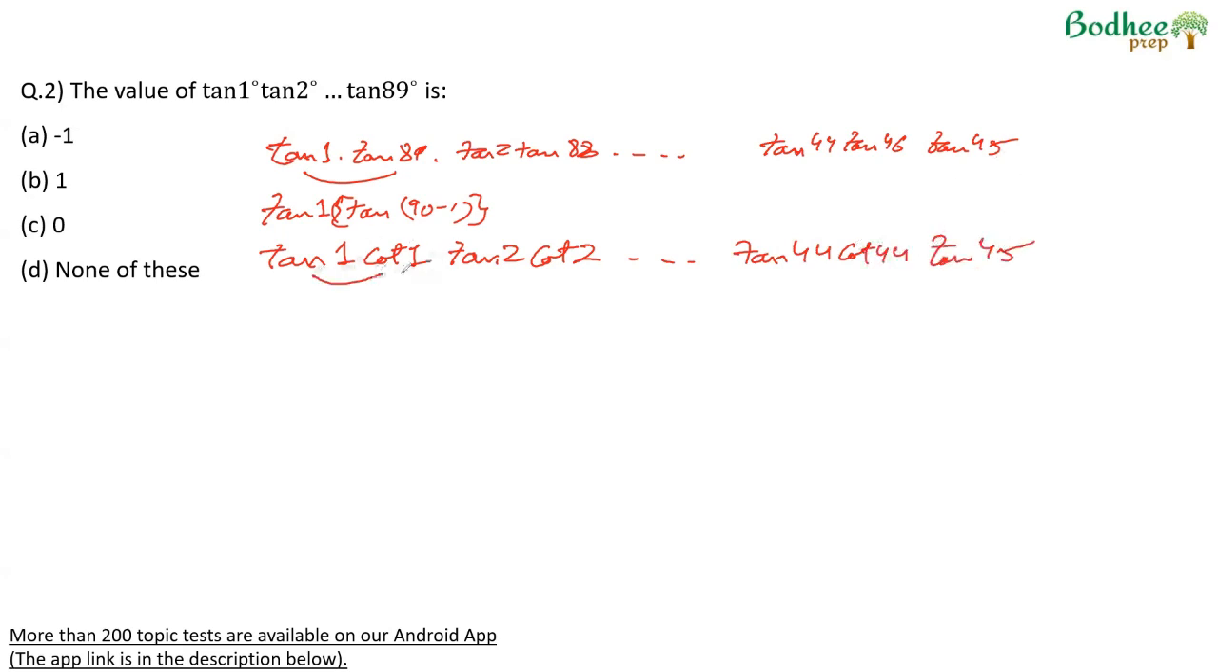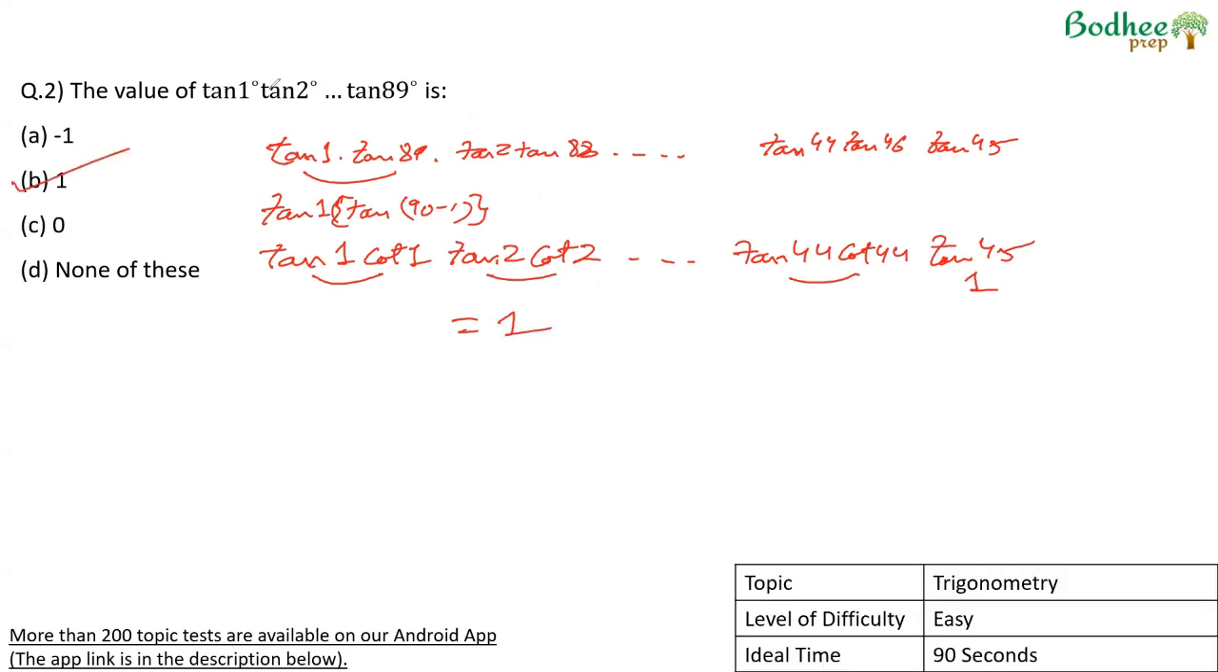These two terms, tan and cot, will multiply to give us 1 because cot is 1 by tan. Similarly, 1, 1, 1, and so on. The value of tan 45 is 1 as well. And therefore, this entire product will be 1, which is option B. I think this is an easy question, not more than a minute and a half to solve.